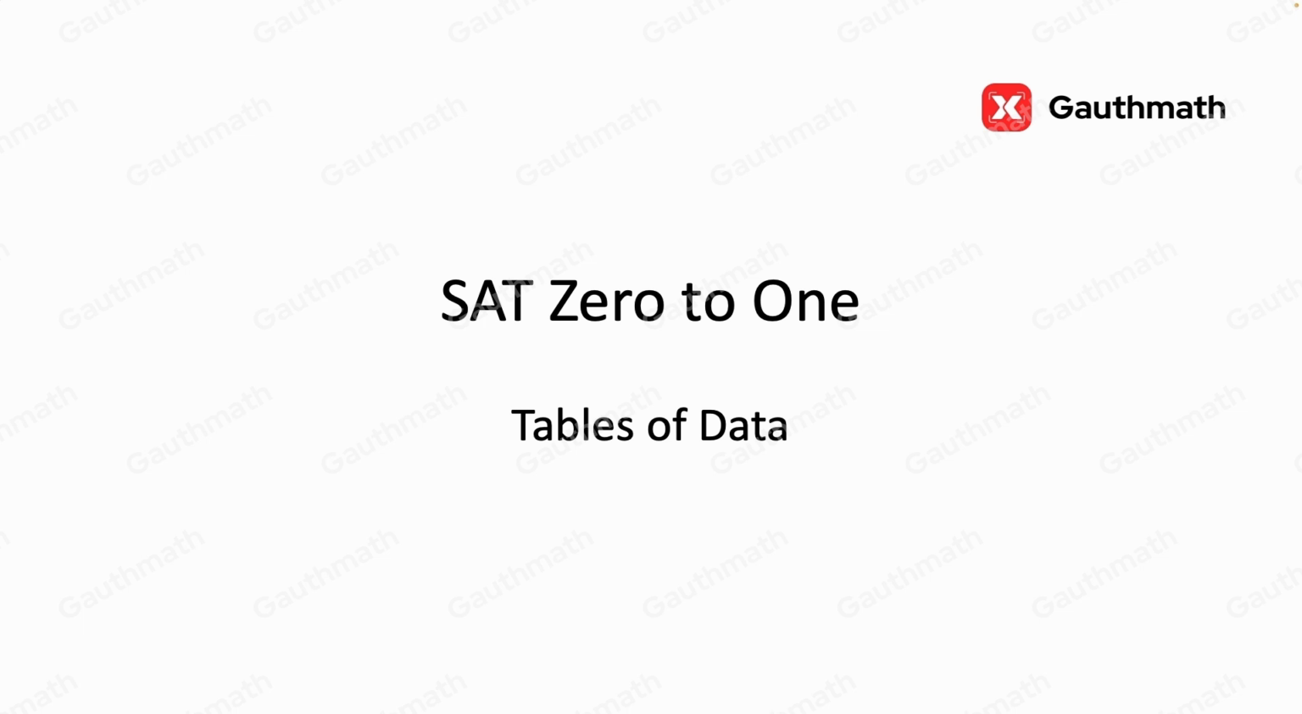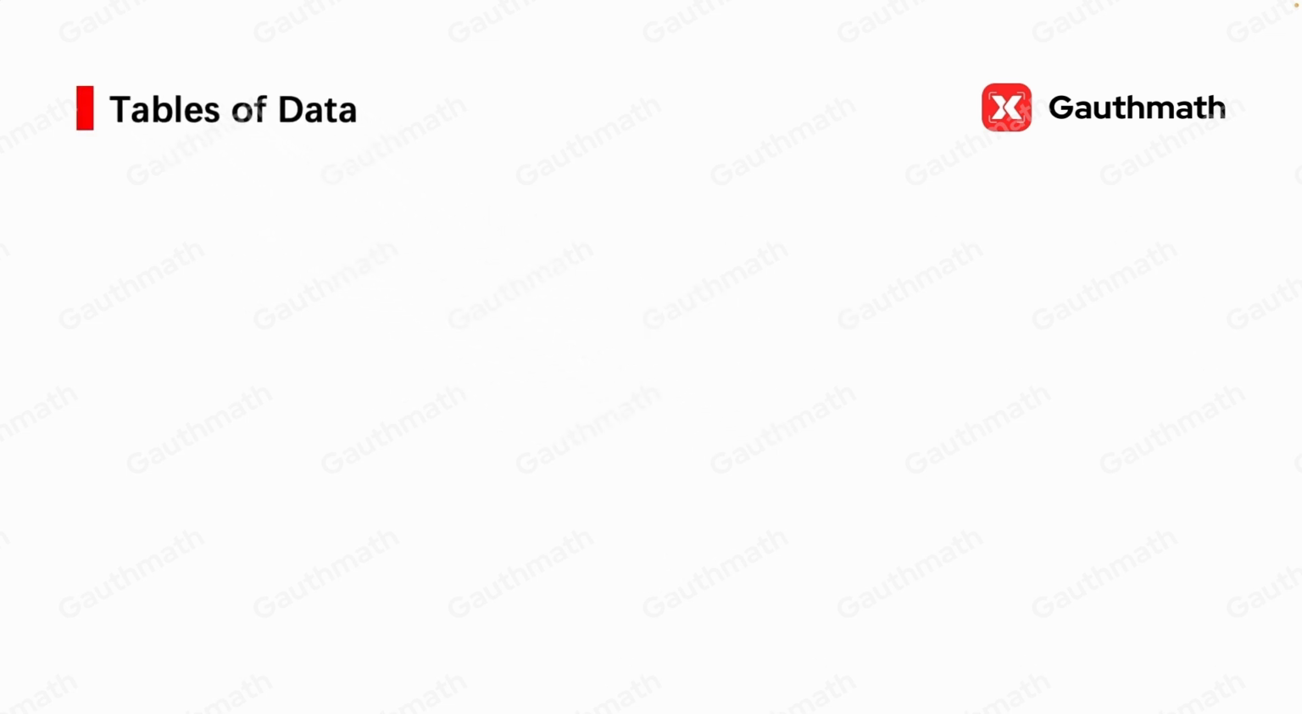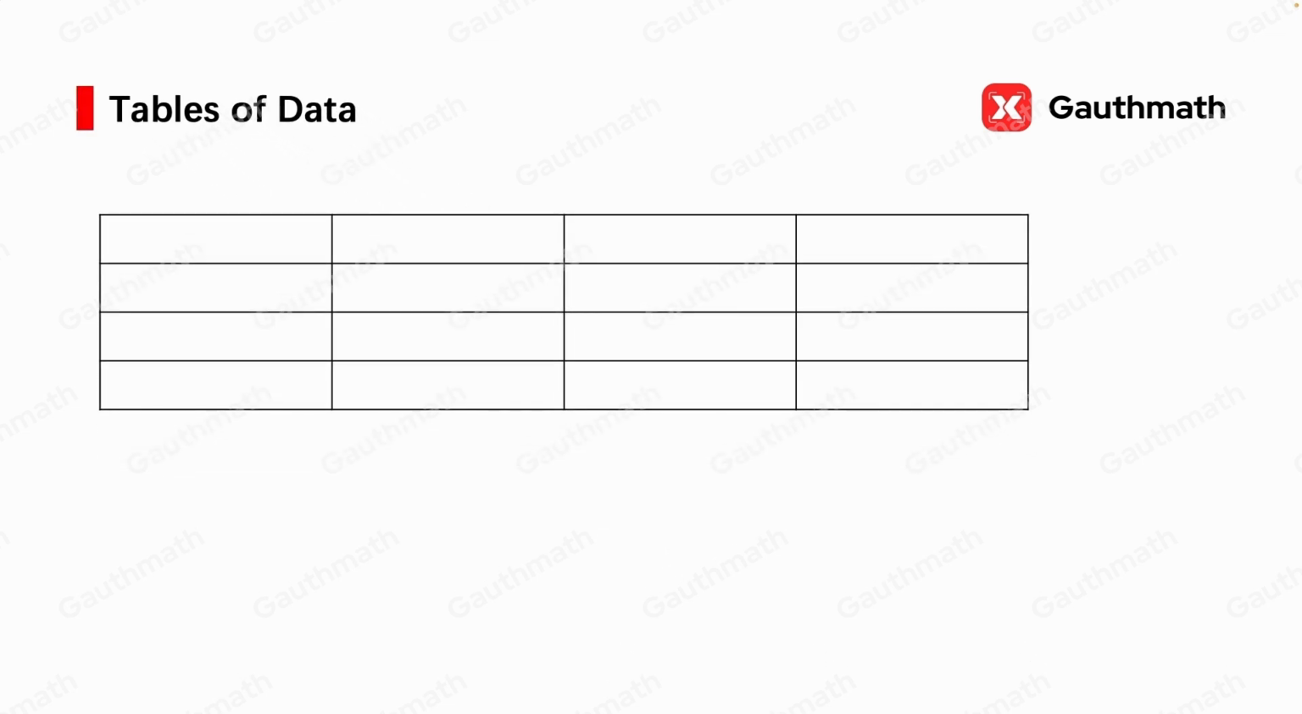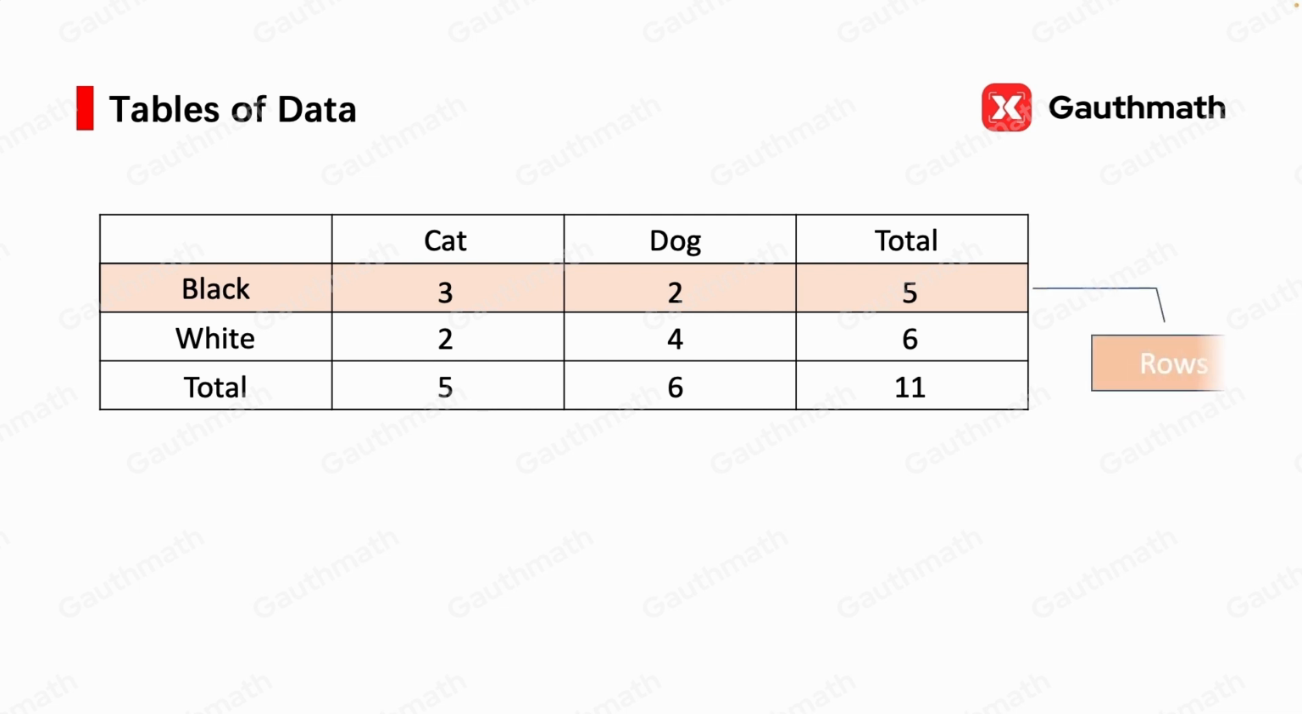Welcome to SAT 021. In this lesson, we'll be learning about how to analyze tables of data. Tables are made up of lines that form boxes and are used to record information in an organized manner. In this example, we have information about a group of pets. We say the boxes across the page are rows, and the boxes going down the page are columns.